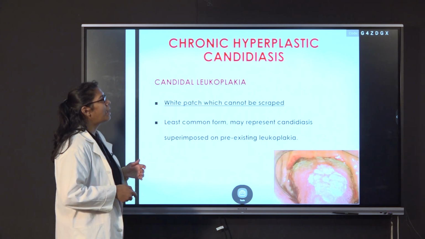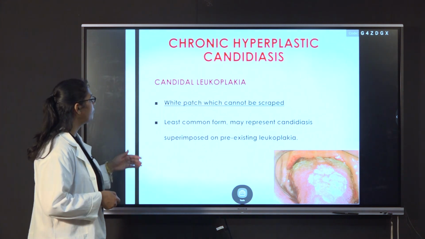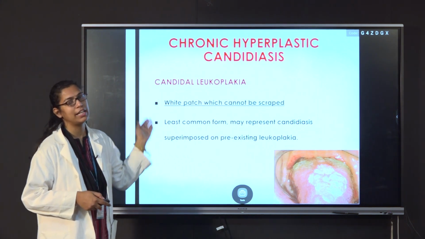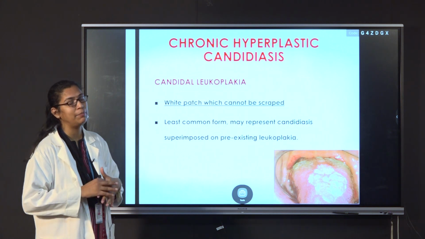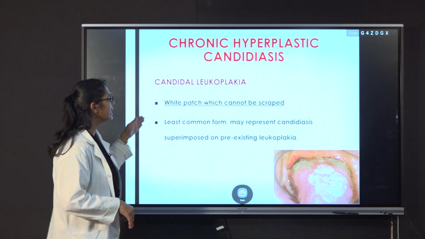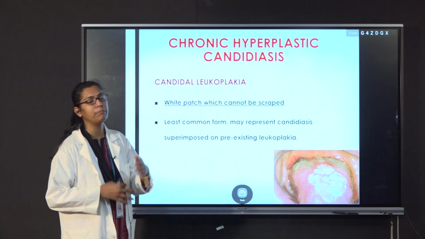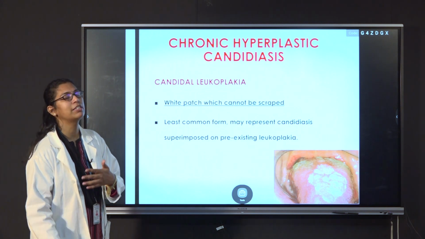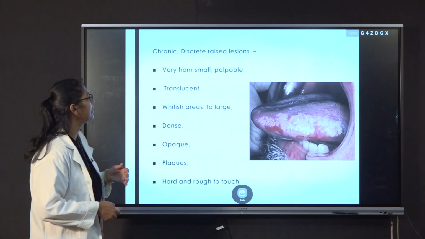Next is chronic hyperplastic candidiasis. It is also called candidal leukoplakia, where the white patch cannot be easily scraped off, unlike in erythematous candidiasis and pseudomembranous candidiasis, where the white patch can be easily wiped off. It is the least common form and may represent candidiasis superimposed on pre-existing leukoplakia. If a patient has leukoplakia and it is superimposed with candidiasis, it is called chronic hyperplastic candidiasis.